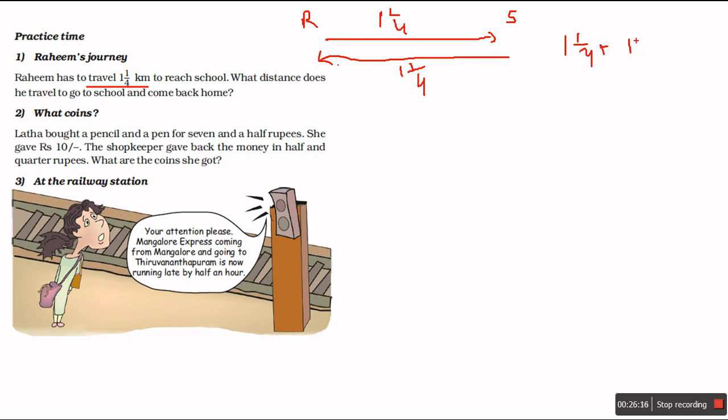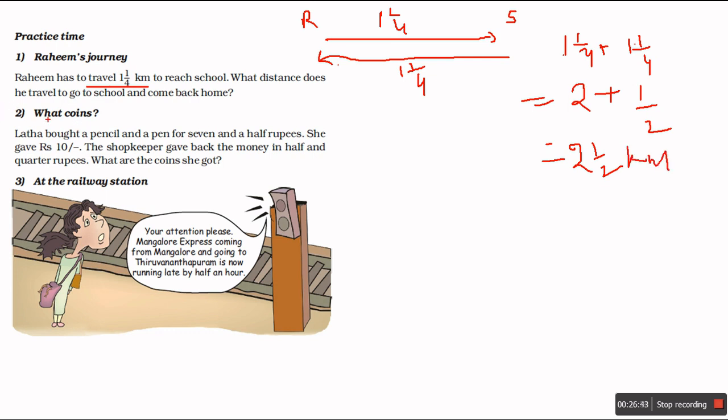So the total distance is this plus this, that is 1.25 plus 1.25. So 1 plus 1, 2, plus 1/4, 1/4, half. We have done this exercise many times. Quarter plus quarter becomes half. So this distance becomes 2.5 kilometer.